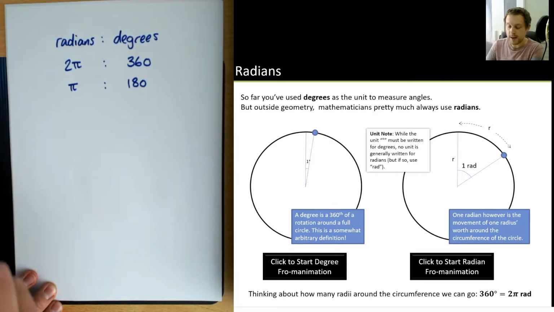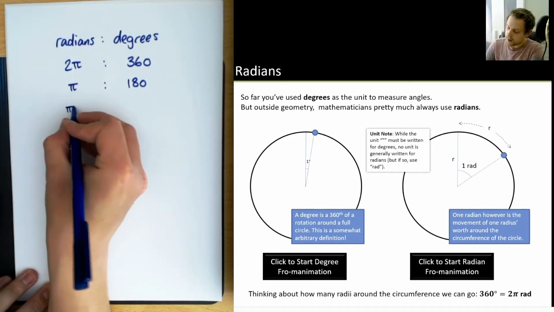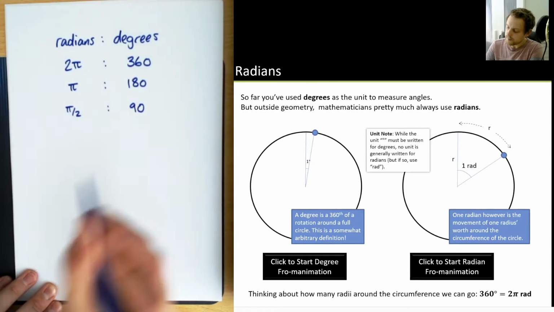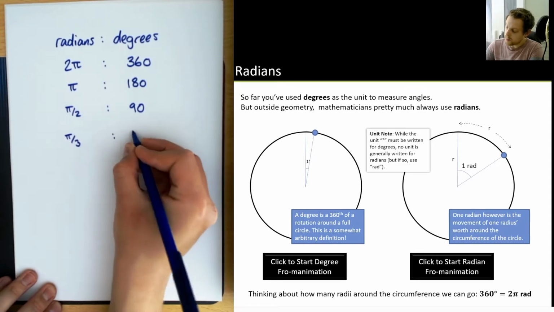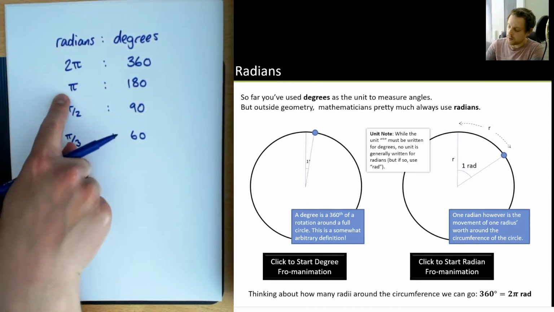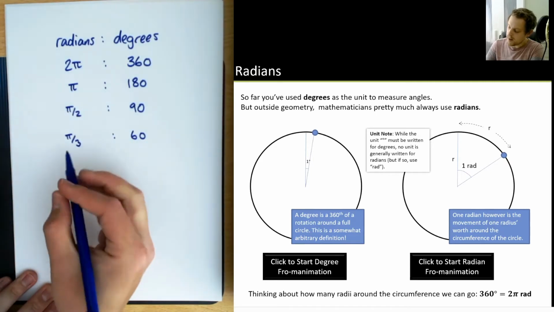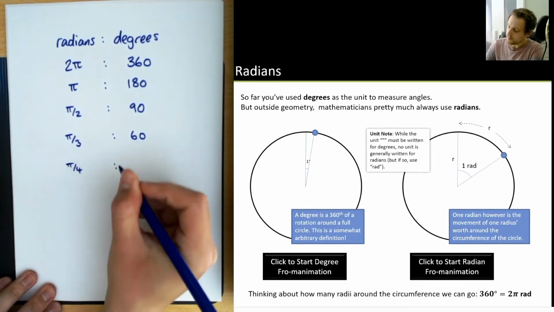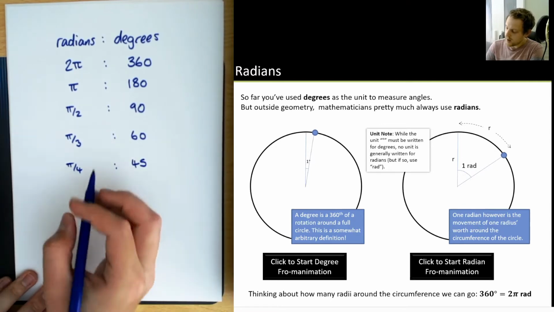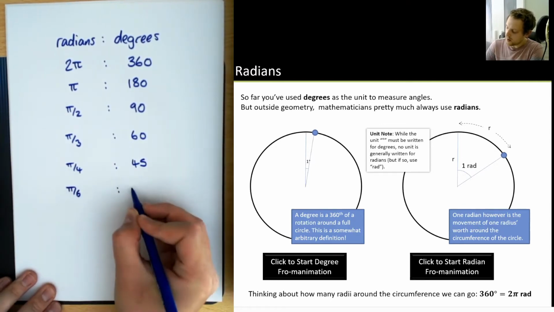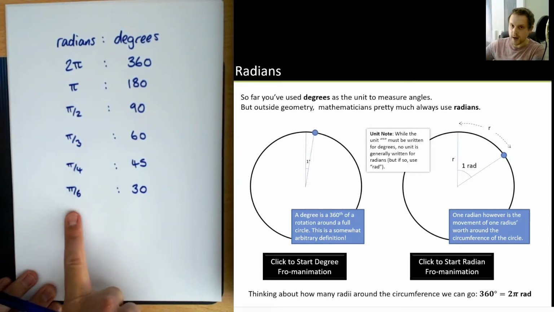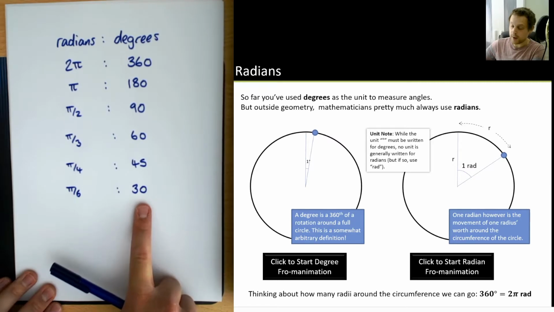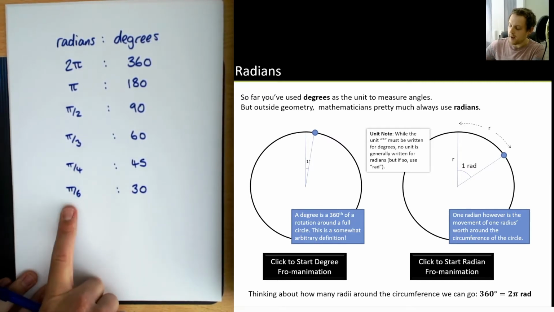So a straight line is pi radians. Pi on 2 is a right angle. Pi on 3, it will be 60 degrees. So I'm just going to come back to this and divide both sides by 3. Pi on 4 would be 45 degrees. And pi on 6 would be 30 degrees. Okay, so these are kind of your nice angles. If you think about trigonometry, right? These are your nice angles, and these are them in radians.